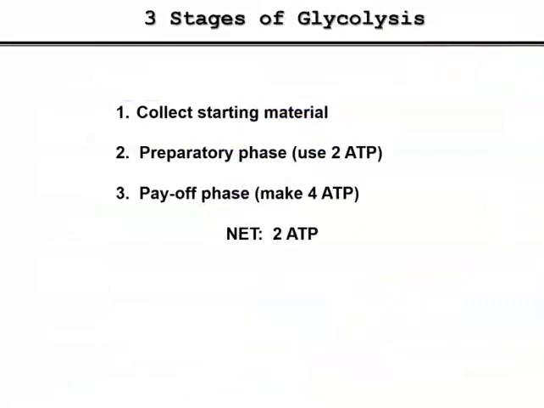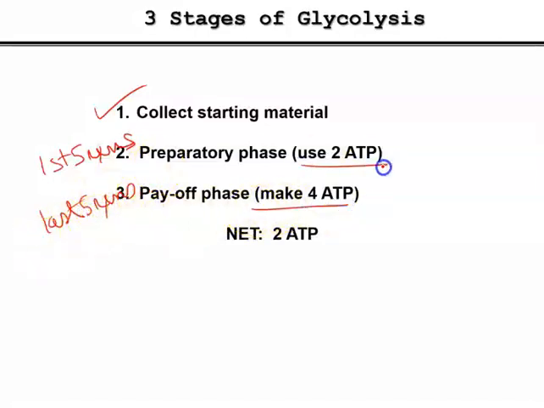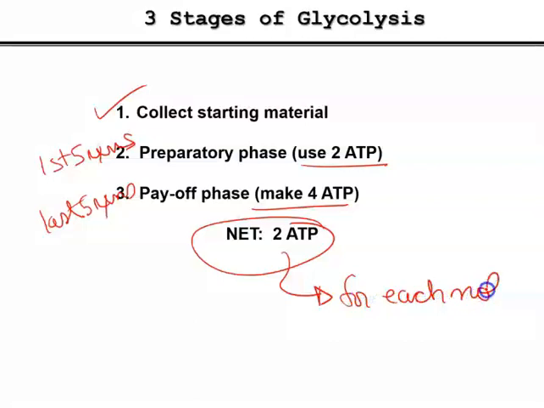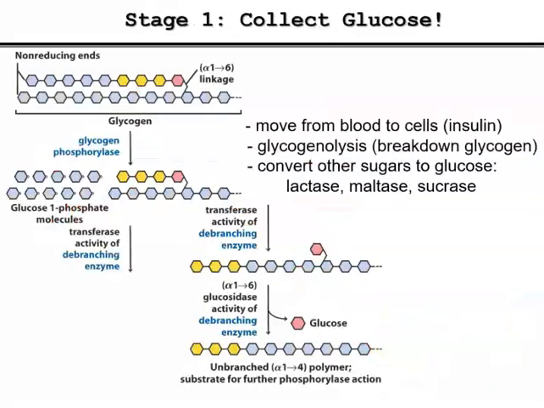carbon dioxide. So there's 3 stages to glycolysis: collect the starting material, and then we have the first 5 reactions. The preparatory phase requires 2 ATP, and then we have the last 5 reactions which make 4 ATP. And so at the end of the process, we net 2 ATP for each molecule of glucose that enters into glycolysis. So step 1, we need to collect our glucose molecules and flow them into glycolysis.